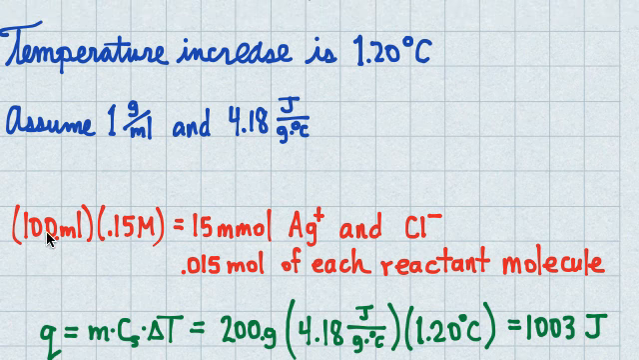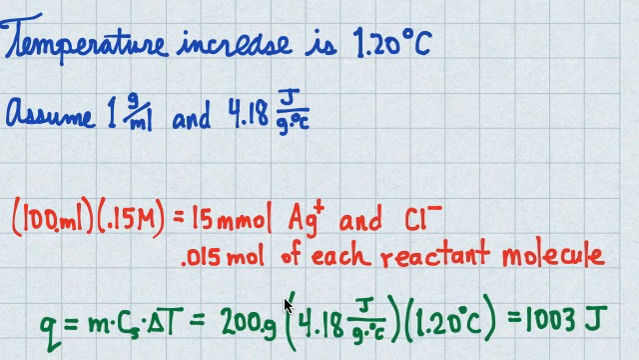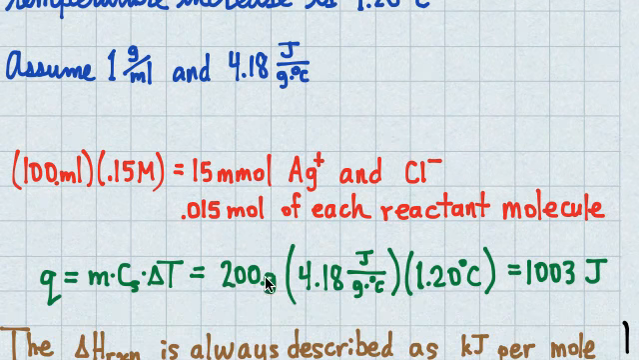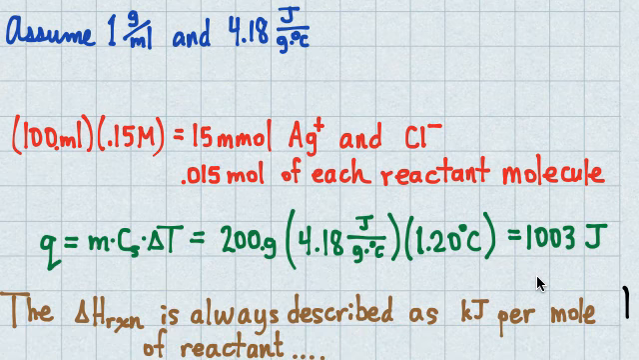So 100 milliliters of the silver ion and chloride ion, and the 200 grams, which is 100 milliliters of silver ion water and chloride ion water, temperature increase. That's about 1 kilojoule.